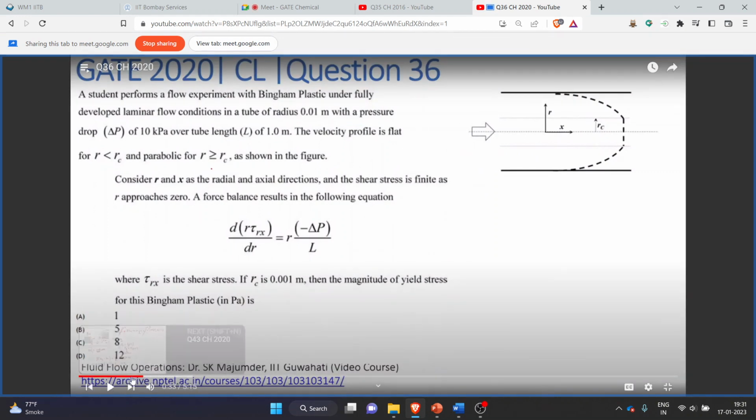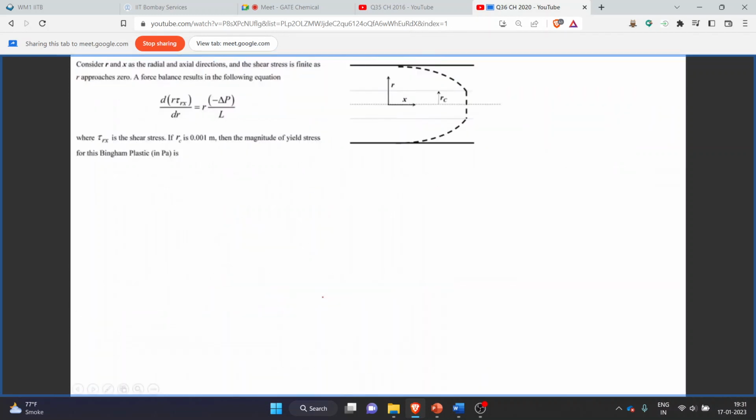If rc is 0.001 meter, then the magnitude of yield stress for this Bingham plastic in pascal is dash. Over here we have been given the velocity profile of the Bingham plastic. This is the radial direction and this is the axial direction. For r less than rc, we have a constant velocity profile, and if r is greater than rc, we get a parabolic velocity profile.